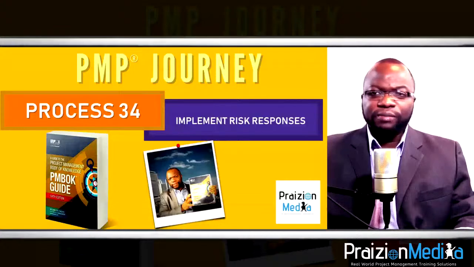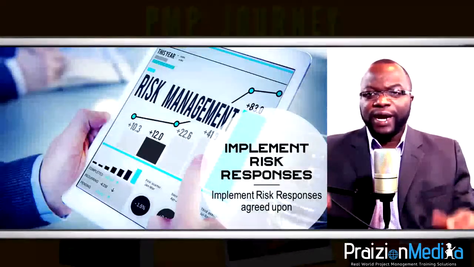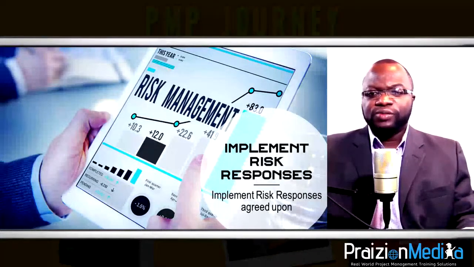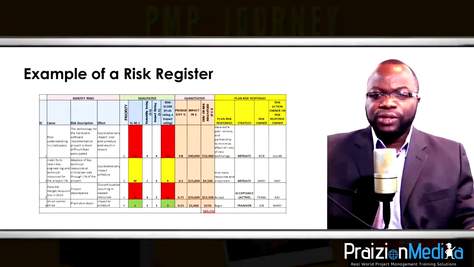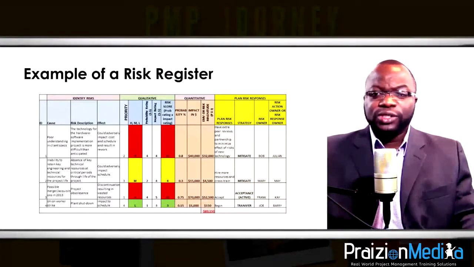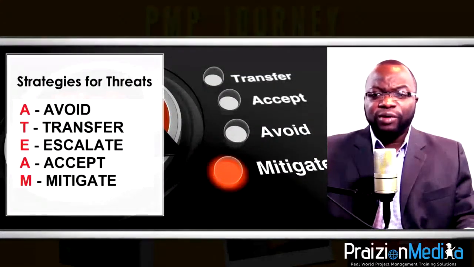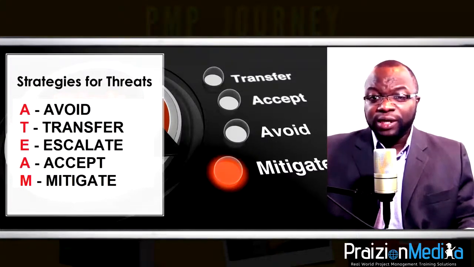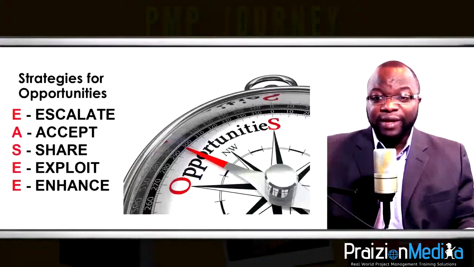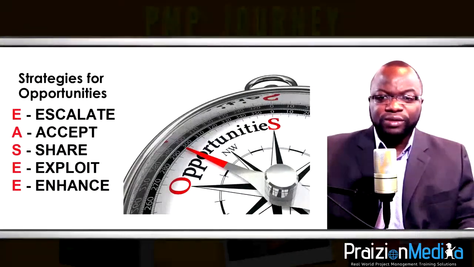Process 34, implement risk responses. So you've planned your responses. Well, this is where you carry out the responses. This is where you are actively executing your planned risk responses with risk owners and risk action owners taking ownership for actions they need to take to curtail, contain, or avoid risks. This is a practical, hands-on process to transfer, avoid, mitigate, accept, share, enhance, exploit, and escalate risks.